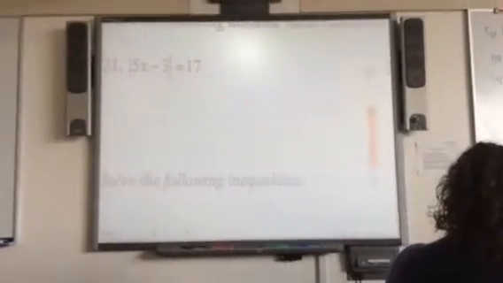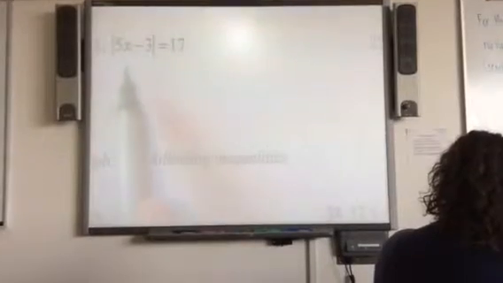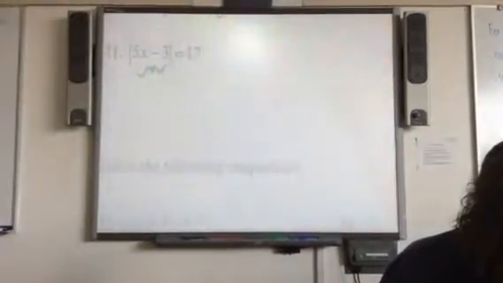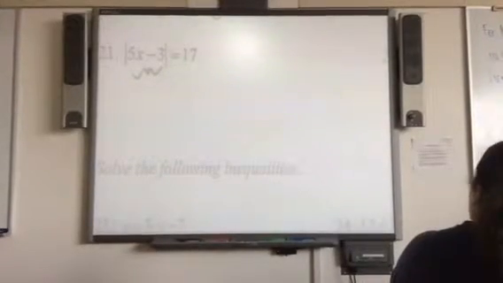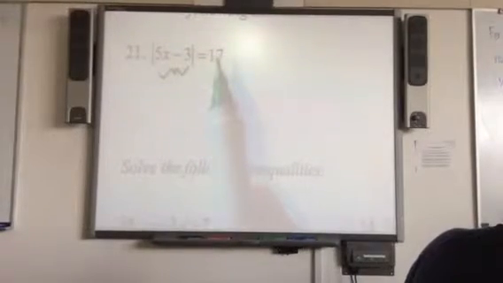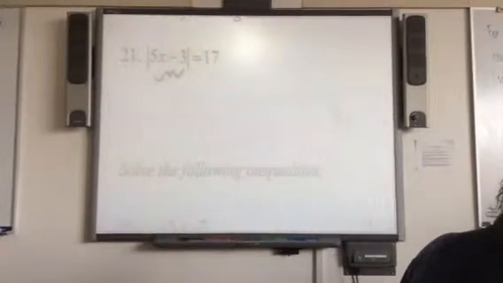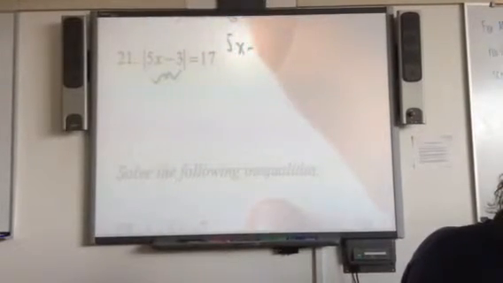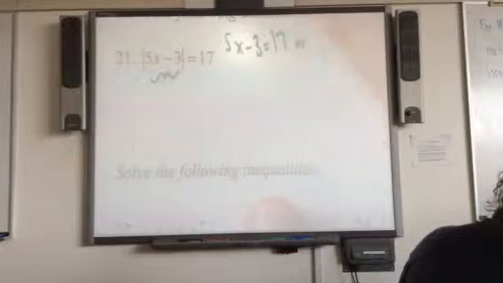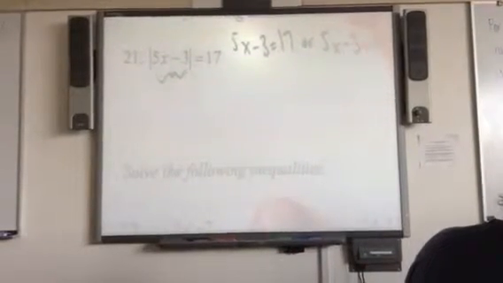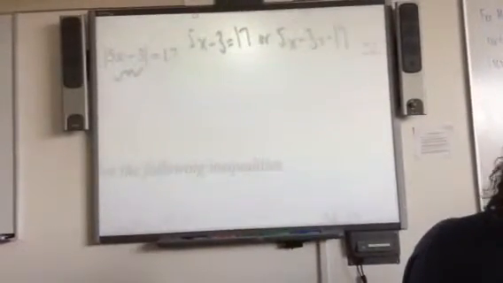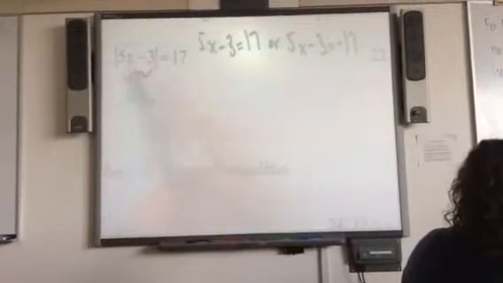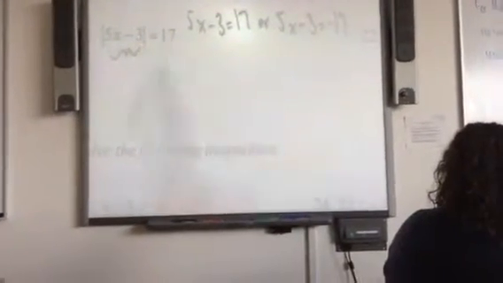We know that the absolute value is distance from 0. So this part in here needs to be 17 units from 0. So 5x minus 3 can be either 17 or negative 17. That's why we set up two problems. We have to solve 5x minus 3 equals 17, or 5x minus 3 equals negative 17, because, again, that inside there, 5x minus 3, is 17 units from 0.